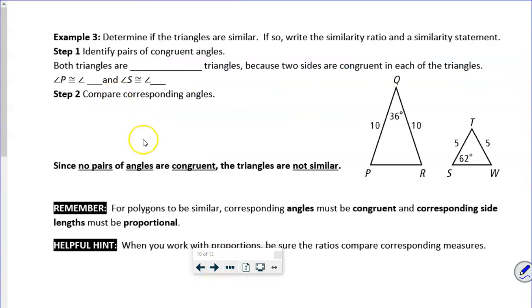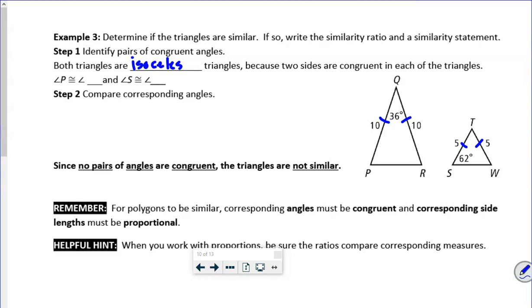All right, so here's the next one, example 3. It says, determine if the triangles are similar. If so, write a similarity ratio and a similarity statement. Identify the pairs of congruent angles. So both of these triangles, y'all notice these two sides. We got a 10 there and a 10 there, and we got a 5 there and a 5 there. So these are what kind of triangles? Isosceles triangles, right? Because two sides are congruent in each of the triangles.